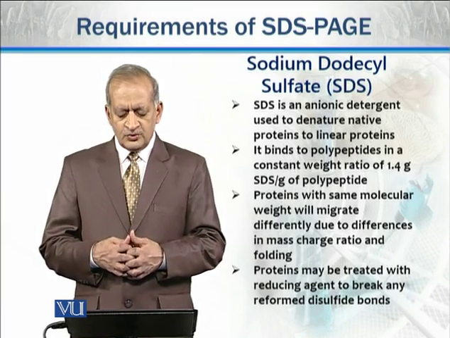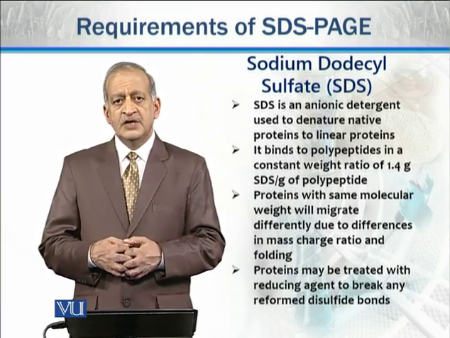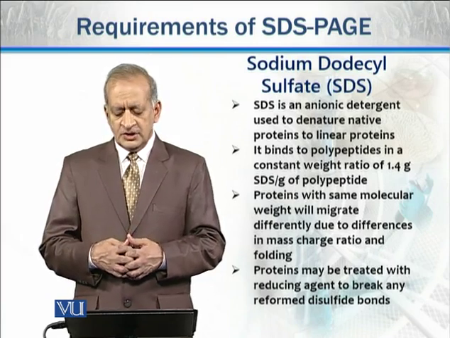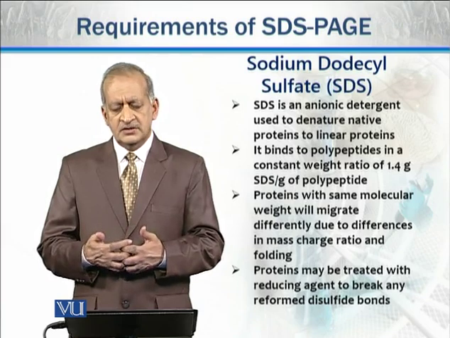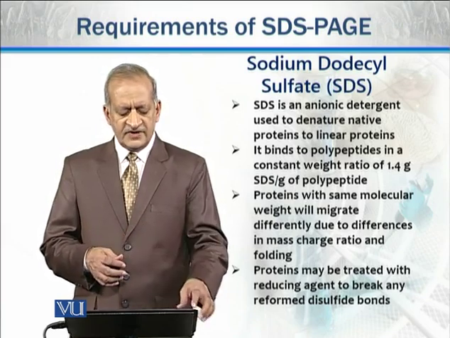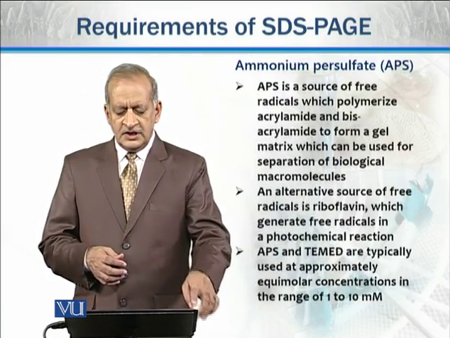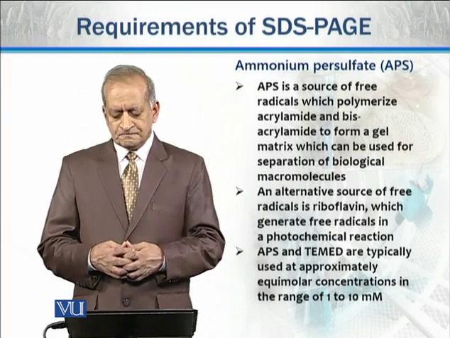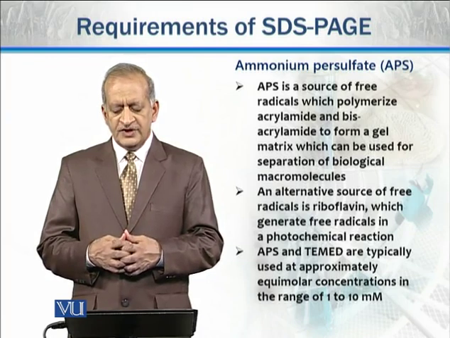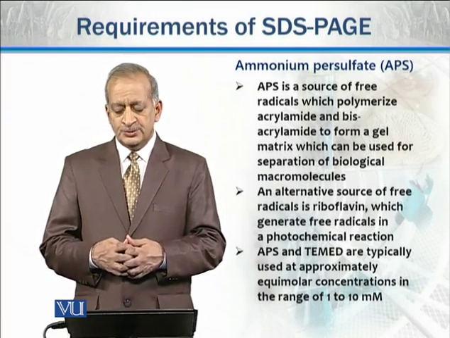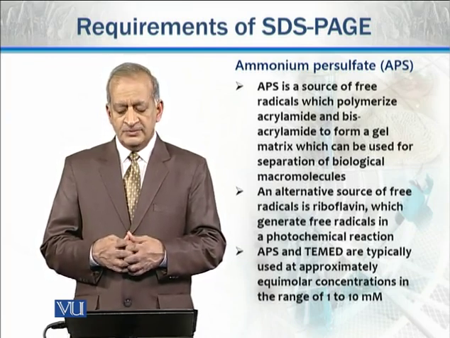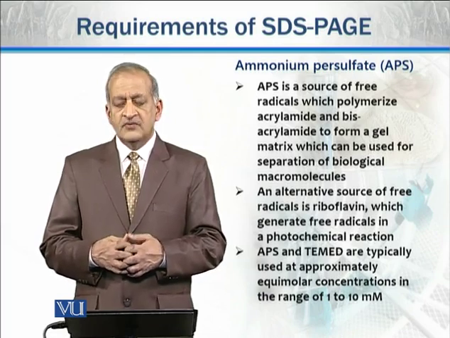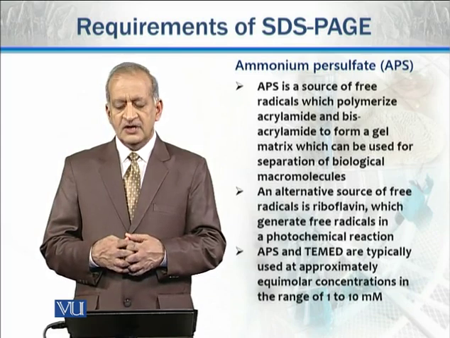Proteins may be treated with reducing agent, like we have discussed earlier on, like beta-mercaptoethanol, to break some reformed disulfide bonds. Now, ammonium persulfate or APS. This is a source of free radicals which are used to polymerize acrylamide and bis-acrylamide to form a gel matrix which can be used for the separation of biological macromolecules.